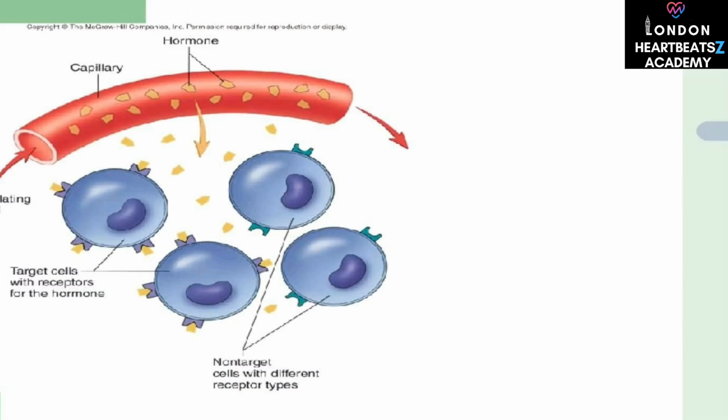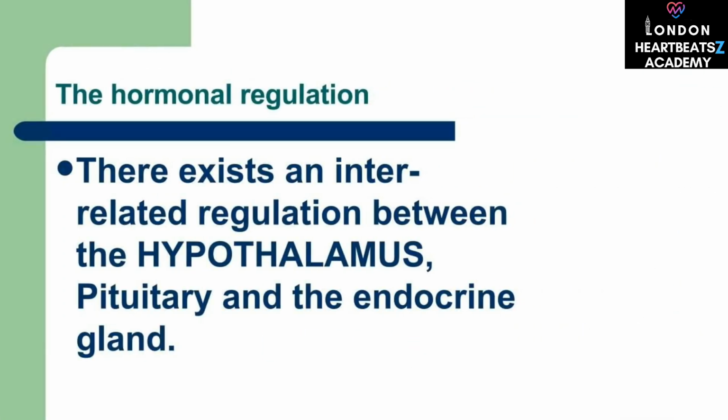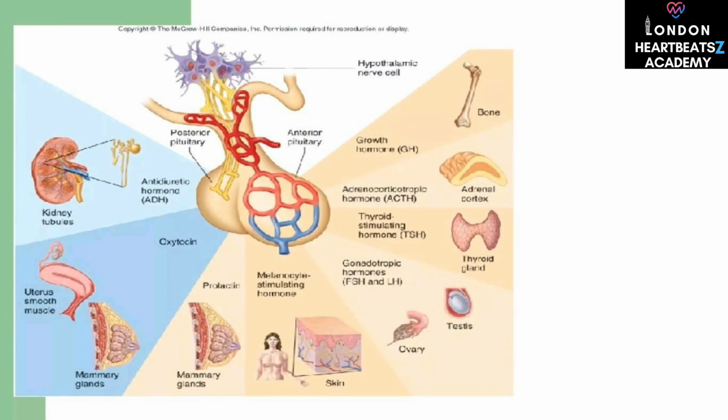that alter cell activity. Hormones can be classified as protein hormones, which bind to cell surface receptors, or steroid hormones, which usually pass through the cell membrane to bind to intracellular receptors. The hypothalamus plays a crucial role in controlling the endocrine system by regulating the pituitary gland. It secretes releasing and inhibiting hormones that affect anterior pituitary hormone release.